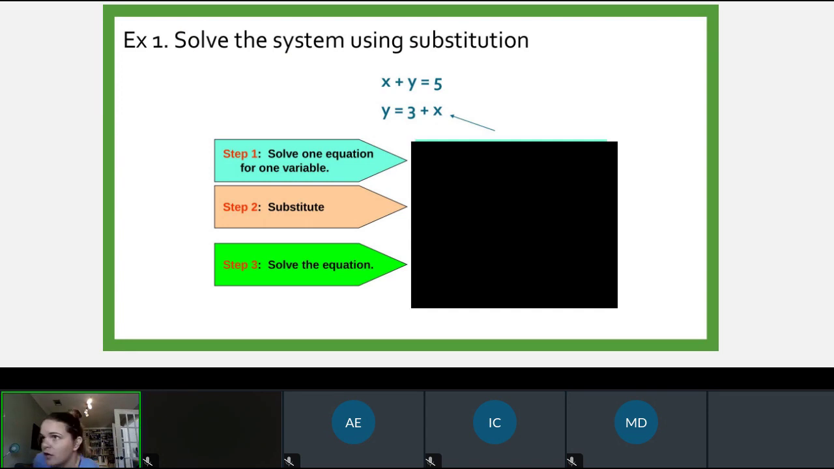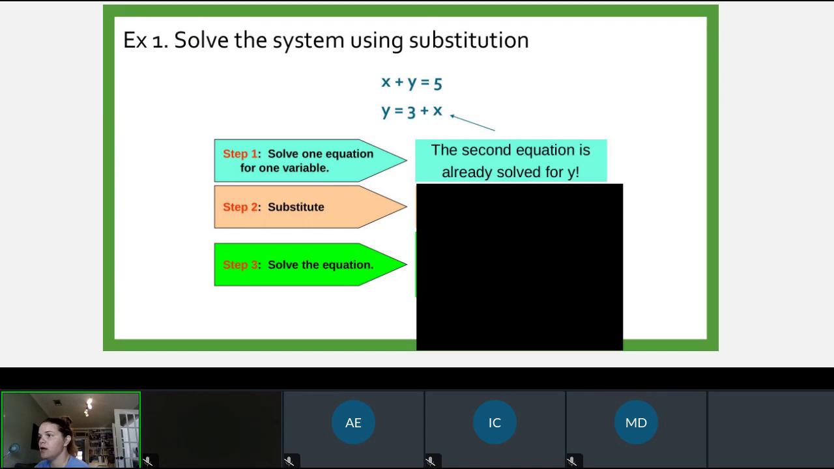All right, so it says solve the system using substitution. I've got our steps listed out here on the left. This one says solve one equation for one variable. Okay, well, let's take a look here. We've got x plus y equals 5 and y equals 3 plus x. So the second equation is already solved for y.